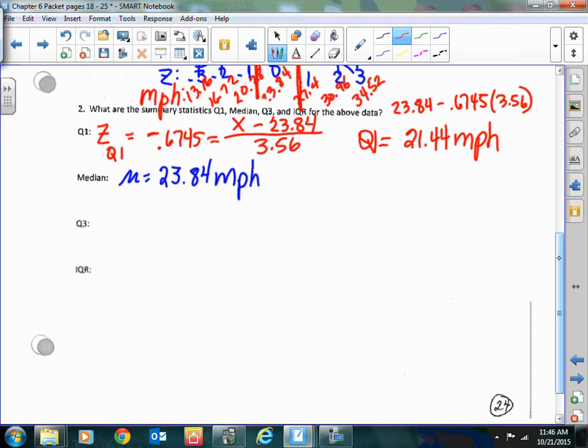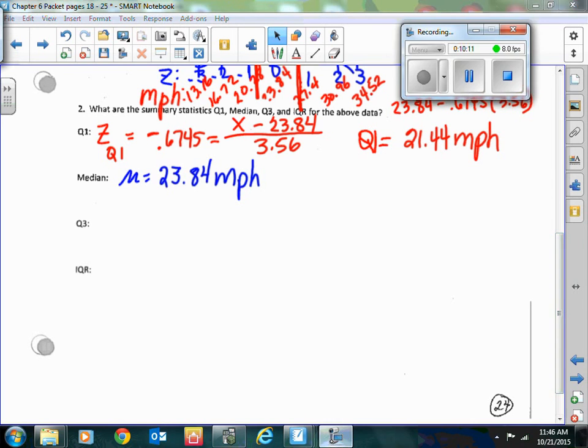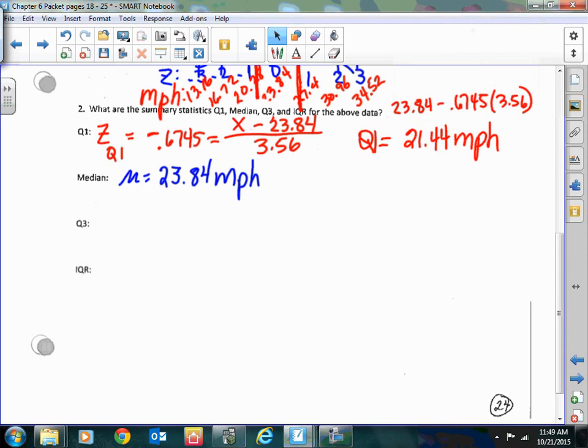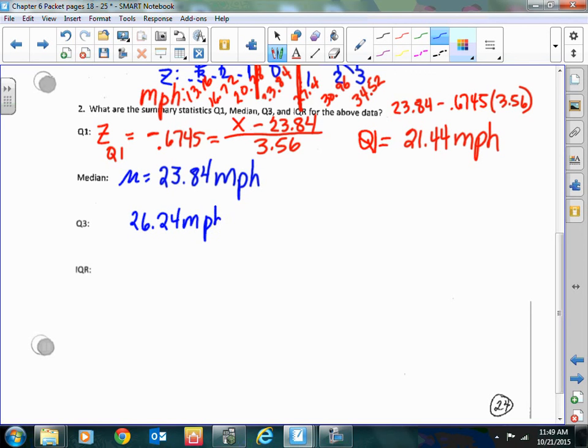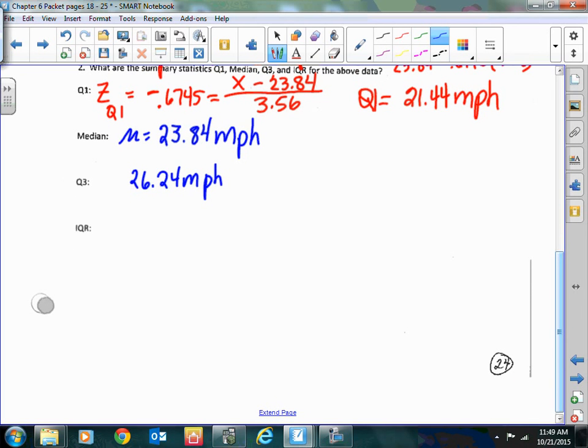Okay? So I want to give you a minute to do Q3 on your own and the IQR. Okay, so do that real quick, and I'm going to come start stamping. Check and see how you did. Your Q3 value came out to what? Yep, 26.24 miles per hour. You set up with a Q3 z-score of positive 0.6745. And so then for your IQR, you just did your subtracting of your Q3 minus your Q1, and you got 4.8 miles per hour. Context, context, context.